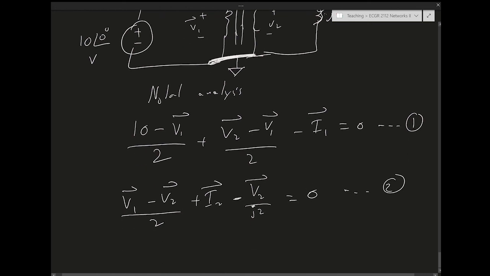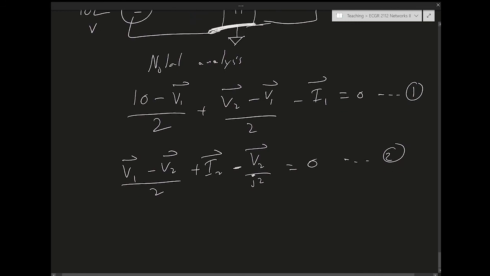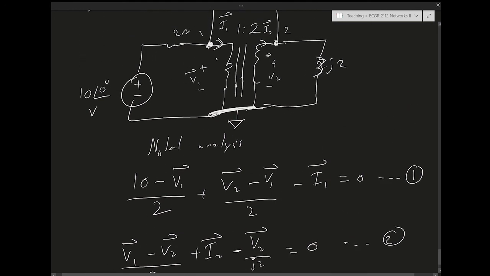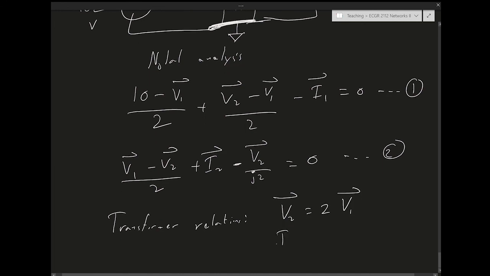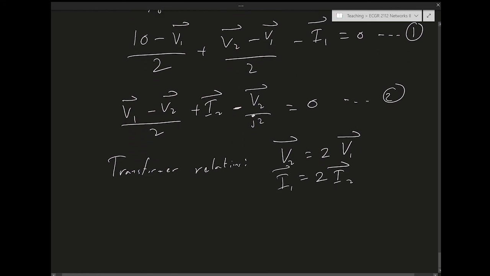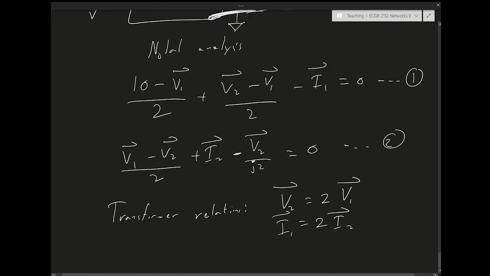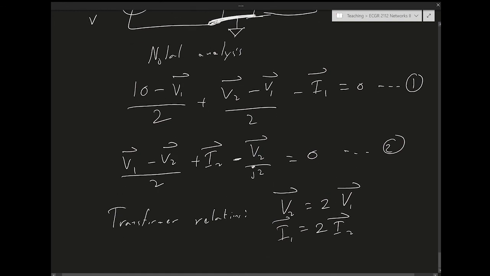Now, in addition to those nodal analysis equations, there are the transformer relations, mainly V2 is going to be a step up version of V1. So V2 is going to be 2V1, and I1 is going to be 2I2. So we can plug in V2 into equation 1 and easily solve the equation.